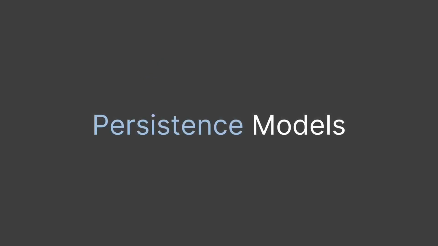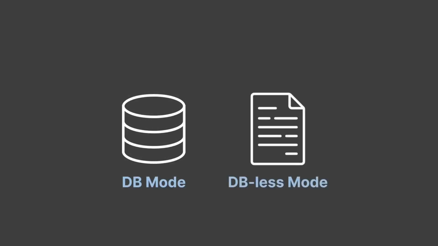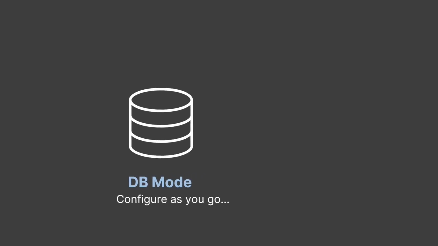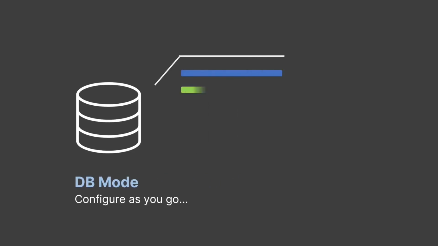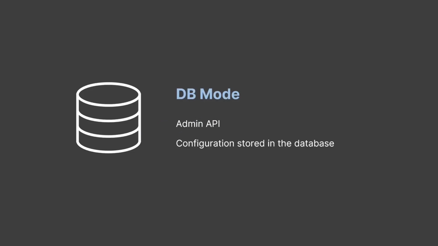Kong comes with two persistence models: database mode, or DB mode, and DB-less mode. DB mode, sometimes referred to as imperative mode, means that you can configure as you go. The configurations will be applied in a specific order to the gateway. There is an admin API accessible to the developer, where they can make changes to the routes as they please. Any changes made will be stored in the database.